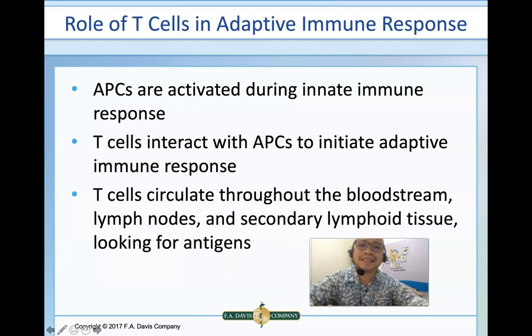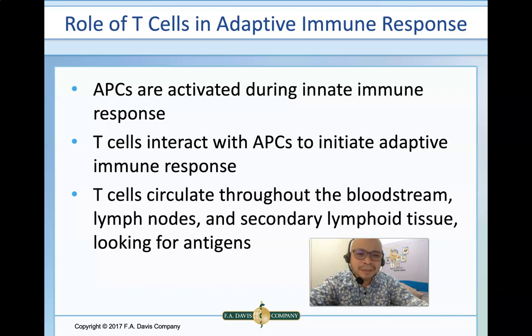T cells in adaptive immune response: APCs or antigen presenting cells are activated during innate immune response. So what are the APCs? Macrophages, dendritic cells, for example. So T cells interact with APCs to initiate adaptive immune response. Okay? T cells circulate throughout the bloodstream, lymph nodes, secondary lymphoid tissues looking for antigens.